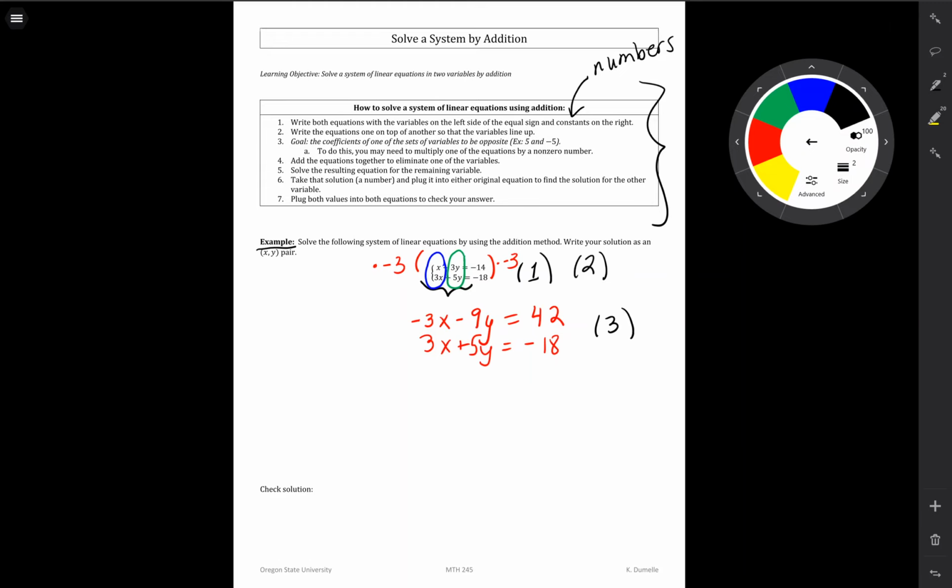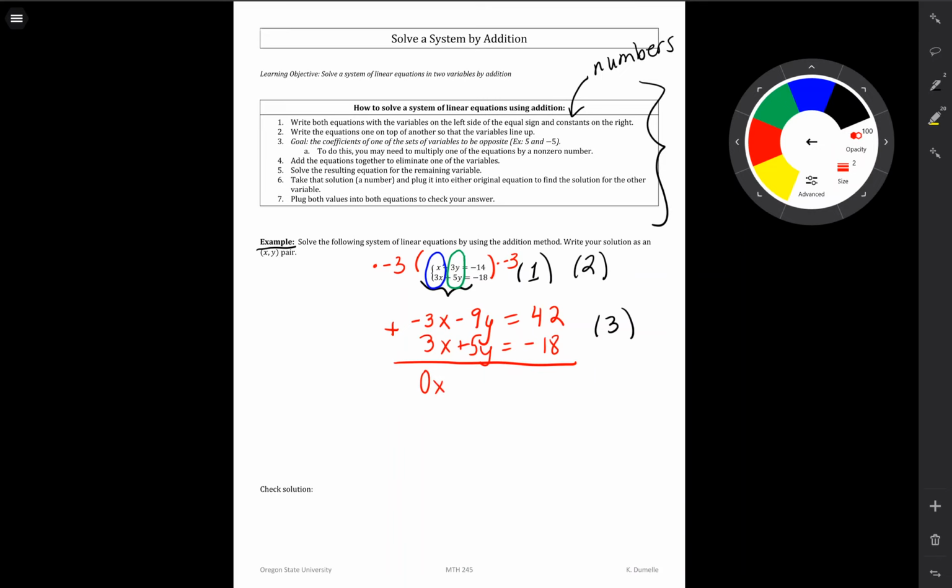Step 4 is adding these equations together. Now the reason that I wanted the x values to have a -3 and a positive 3 in front of them is so that when I add these two equations together, they cancel out, and I'm just left with the y values. So when I add these two equations together, I get -3x plus 3x, which is just 0x.